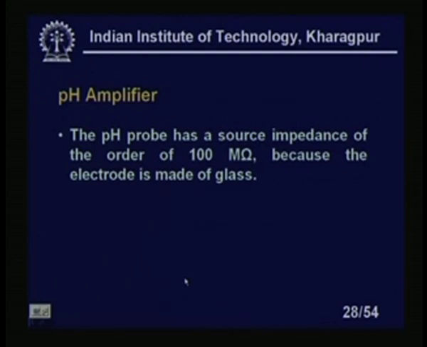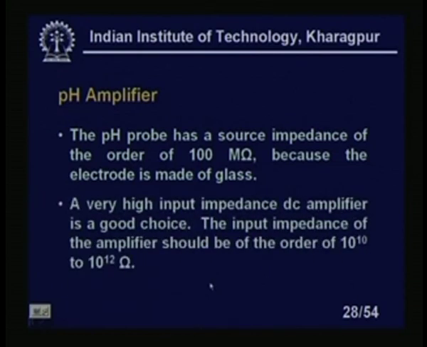The pH probe has a source impedance of the order of 100 megohm, because the electrode is made of glass. A very high input impedance DC amplifier is a good choice. The input impedance of the amplifier should be of the order of 10 to the power 10 to 10 to the power 12 ohm. You can think of 10 gigohm to 1000 gigohm. This much higher impedance is necessary to measure the pH.